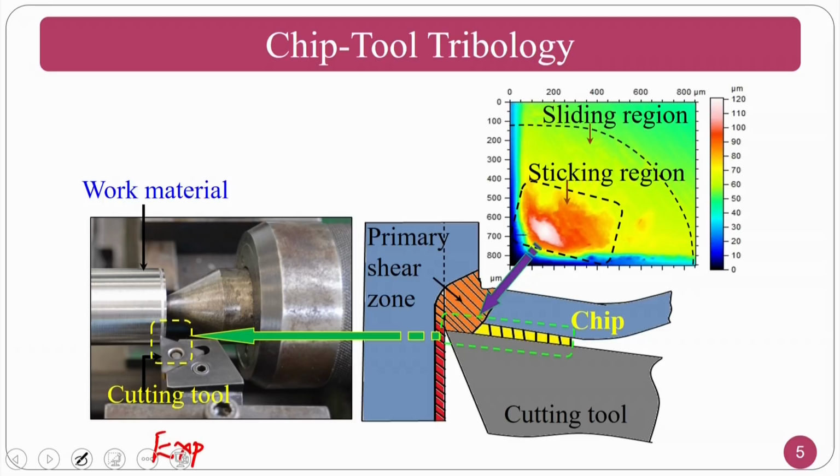This is a schematic one, how we are analyzing it. Here is the primary shearing zone, followed by the secondary shearing zone, which is most important in this case. The primary shearing zone is due to severe plastic deformation. In the secondary zone, we normally deal with the interaction of chip and tool.